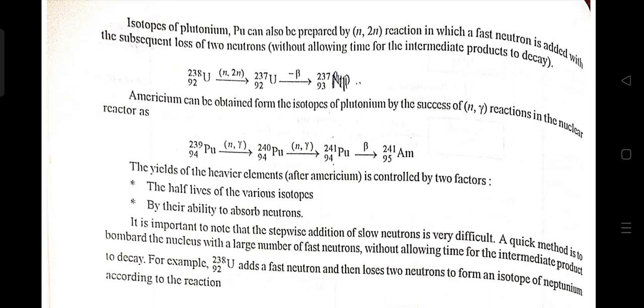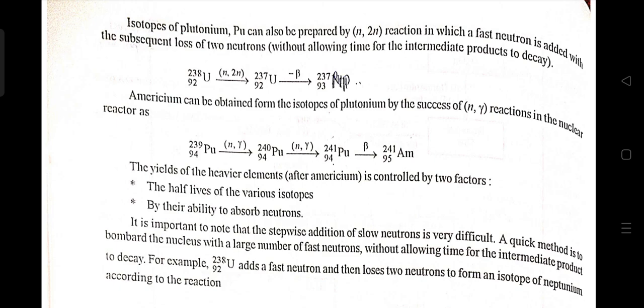Isotopes of plutonium. Plutonium can also be prepared by the reaction in which a fast neutron is added with the subsequent loss of two neutrons without allowing time for the intermediate products to decay. Americium can be obtained from the isotopes of plutonium by the succession of n, gamma reactions in the nuclear reactor, as the yields of the heavier elements after americium are controlled by two factors: the half-life of various isotopes and their ability to absorb the neutrons.